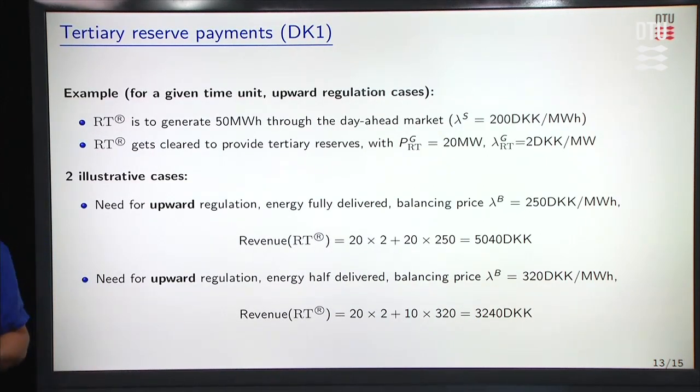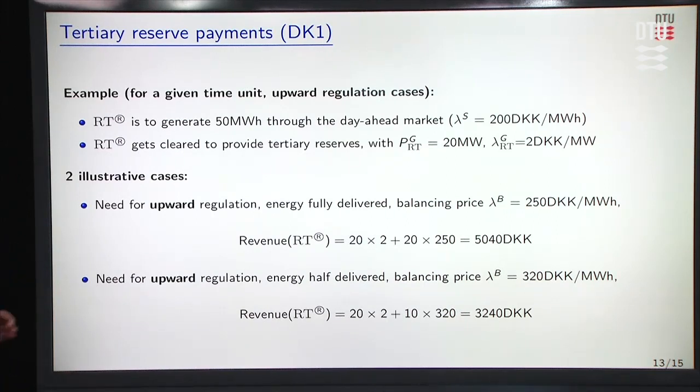Same example as before, where rogue trading is to generate 50 megawatt hours through the day-ahead market at a price lambda S of 200 kroner per megawatt hour. Rogue trading is cleared to provide tertiary reserve, and then the capacity payment is for a capacity of 20 megawatts at a price of 2 kroner per megawatt. Two illustrative cases for the upward regulation case.